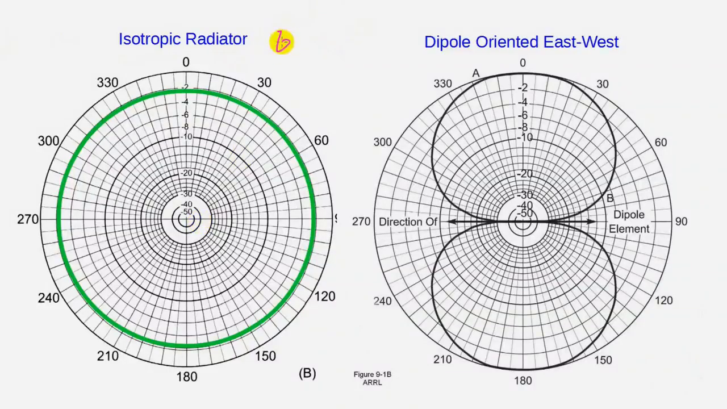Now, here you see two diagrams from the book. The one on the left is the radiation pattern for the isotropic radiator, as shown in figure 9-2b.